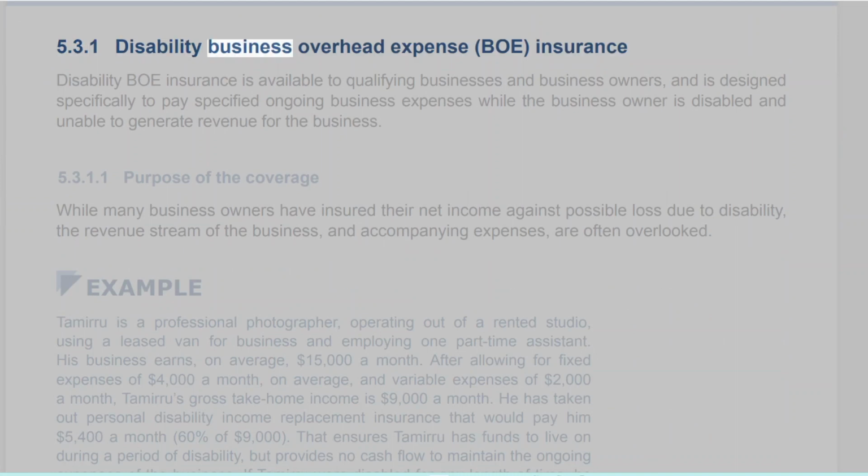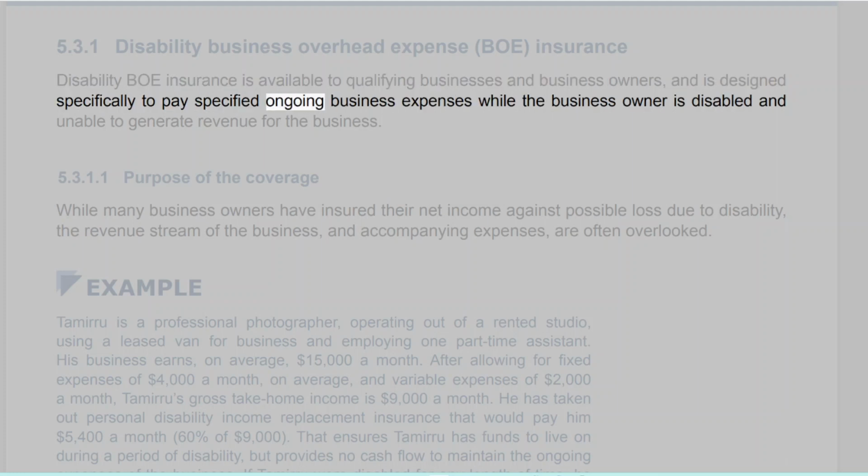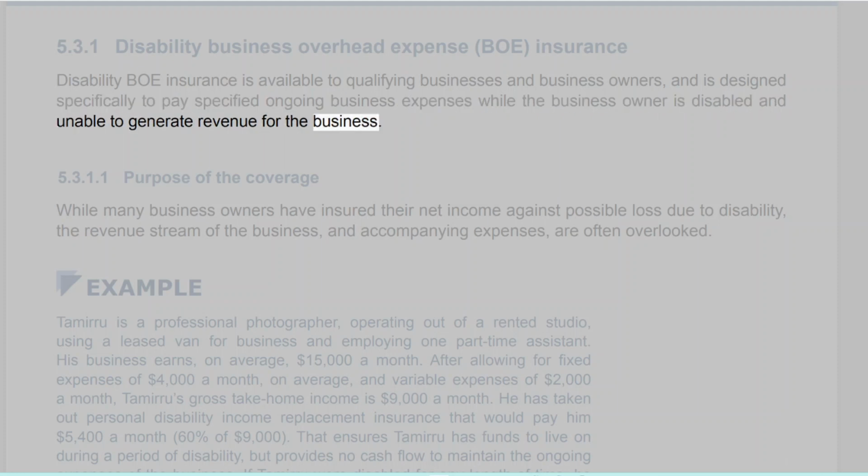5.3.1 Disability Business Overhead Expense, BOE, Insurance. Disability BOE insurance is available to qualifying businesses and business owners, and is designed specifically to pay specified ongoing business expenses while the business owner is disabled and unable to generate revenue for the business.